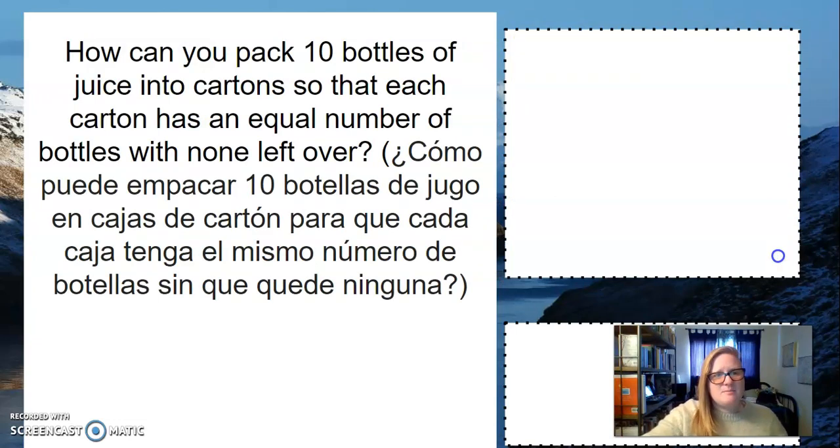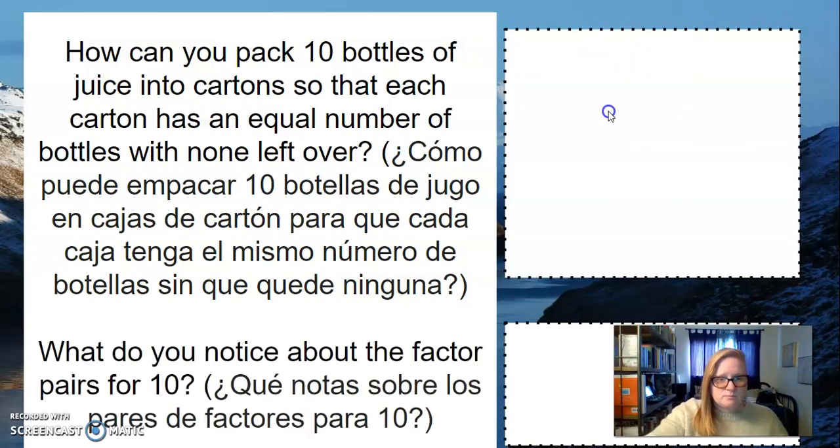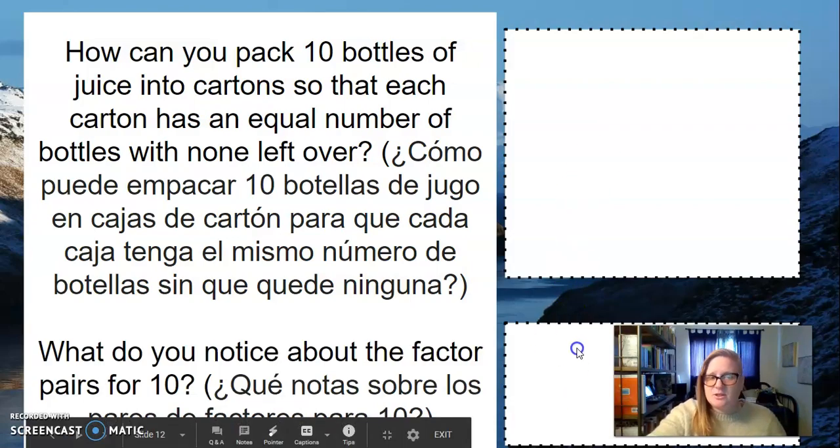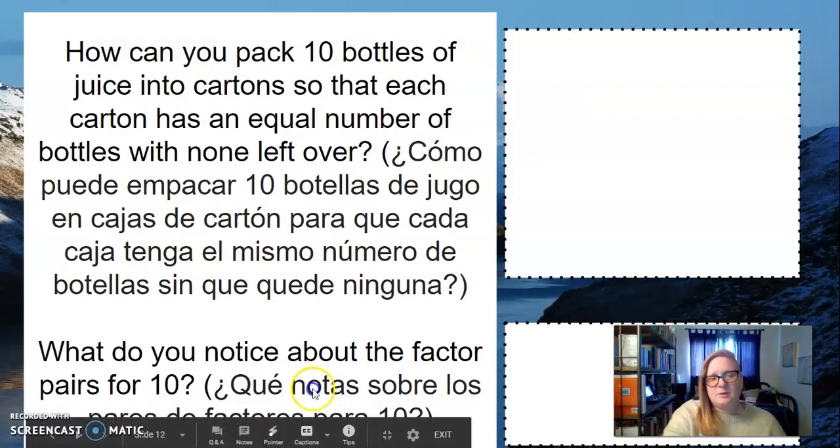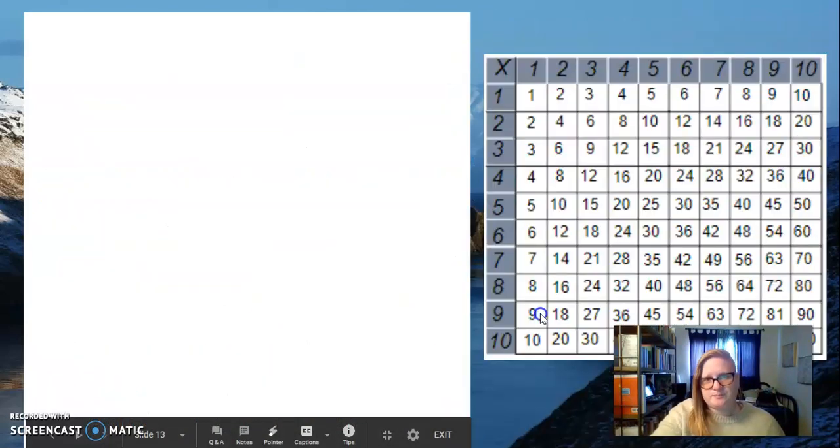How can you pack 10 bottles of juice into cartons so that each carton has an equal number of bottles with none left over? So put some examples right here. What would you do? Would you do blank groups of blank to put in here, or what? What do you notice about the factor pairs for 10? So you're going to put, what do you notice about how many groups of blank equal 10? And I want you to tell me, what do you notice about those pairs?